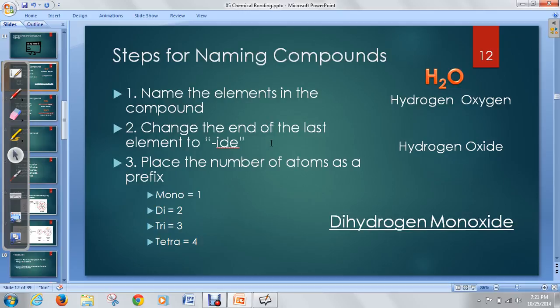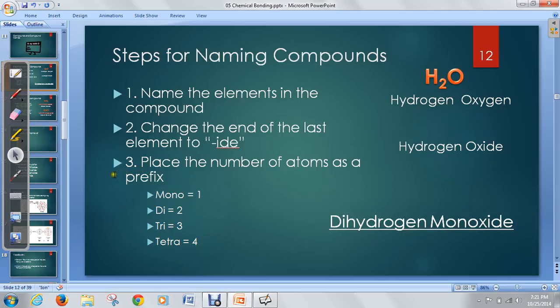Then we're going to change the last element in this compound to have an "ide" at the end. This is kind of a weird convention that they've made, but we always make the last element have an "ide" at the end. So instead of hydrogen oxygen, it's going to be hydrogen oxide. Notice that oxygen has changed so that it ends with "ide." I don't know why they do this. It's just a convention they've made. So, hydrogen oxide.